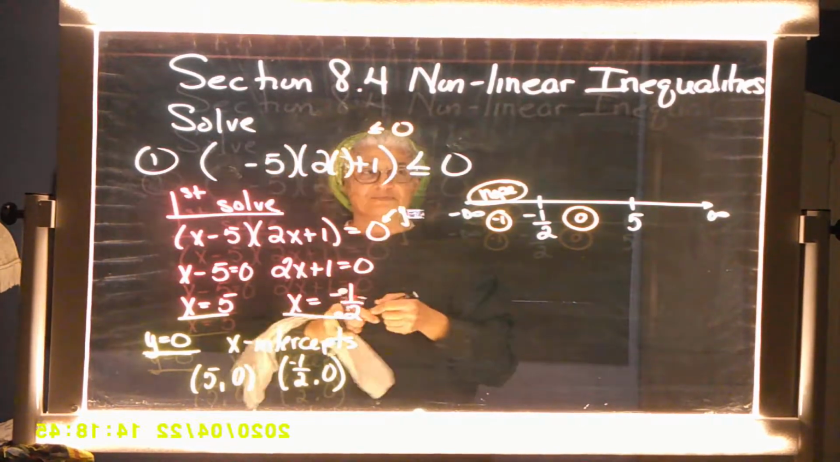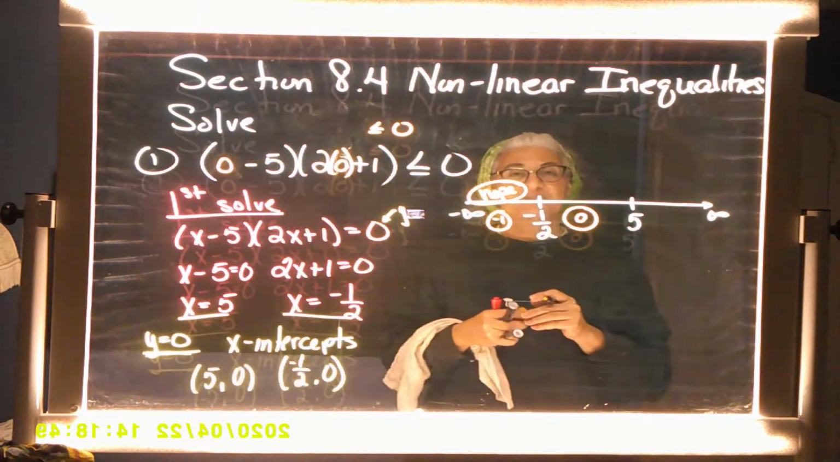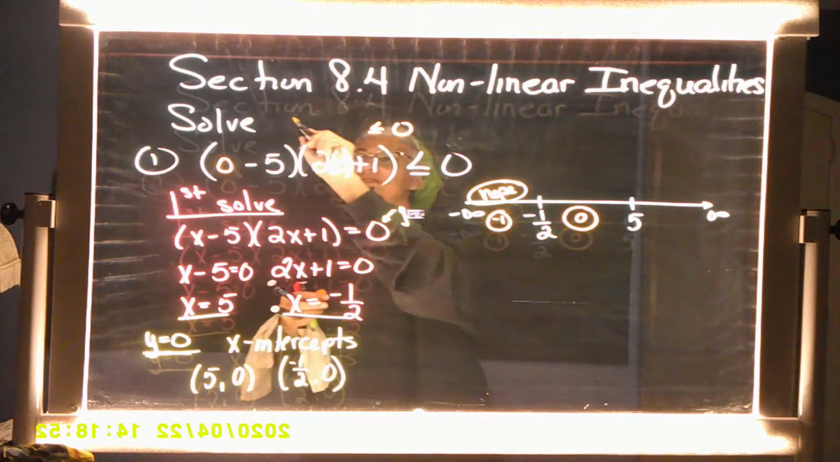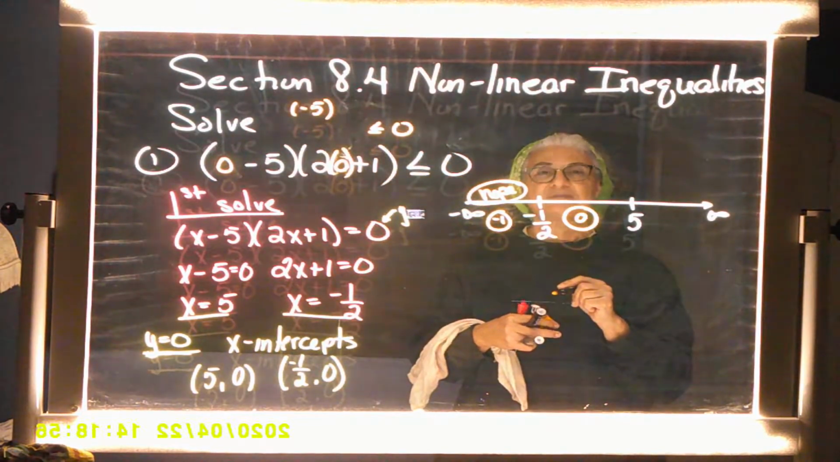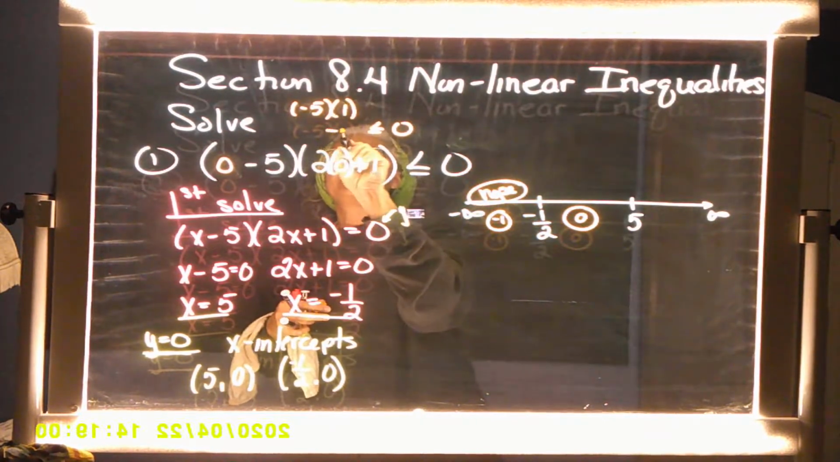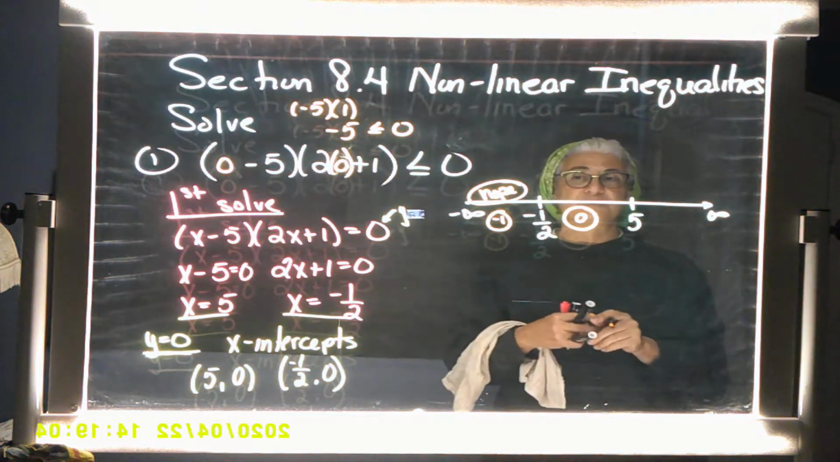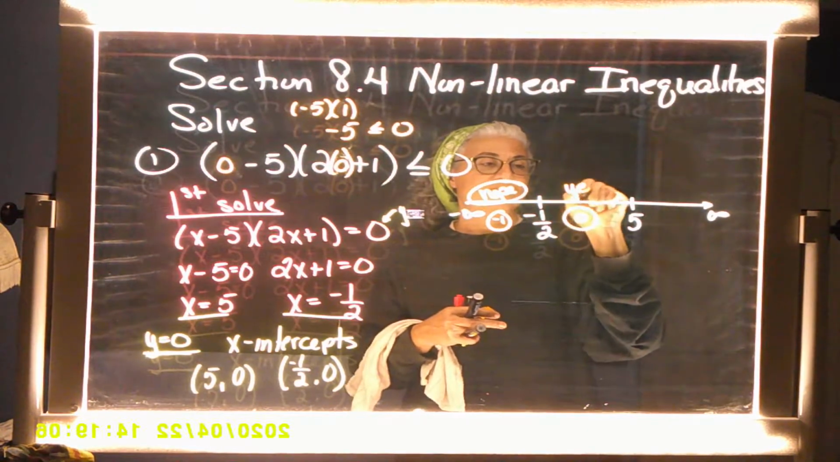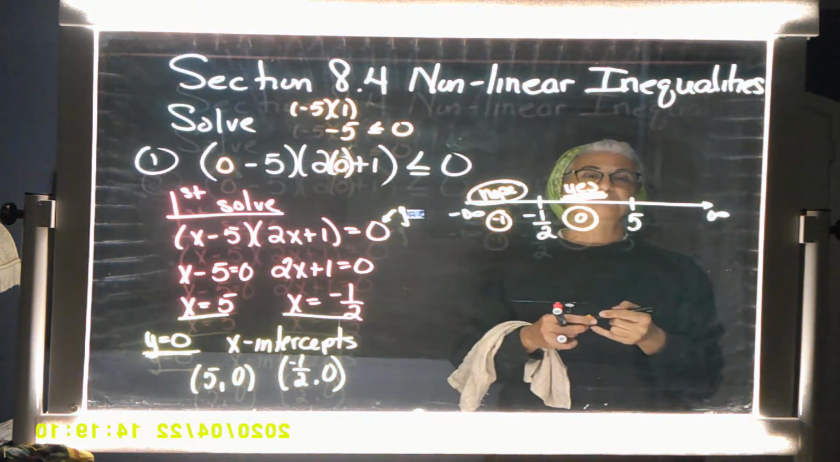So, plugging in 0. What's 0 minus 5? Good, negative 5. What's 2 times 0? Yep, 0 plus the 1. Good, gives me 1. I end up with negative 5. Is negative 5 less than or equal to 0? Yes, it certainly is. So this interval is working for us.